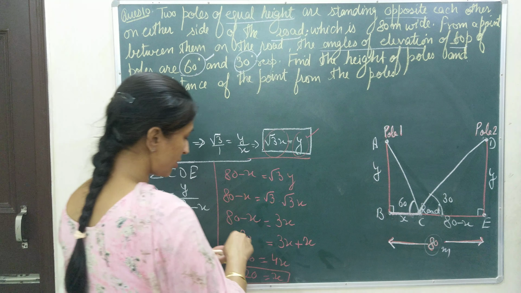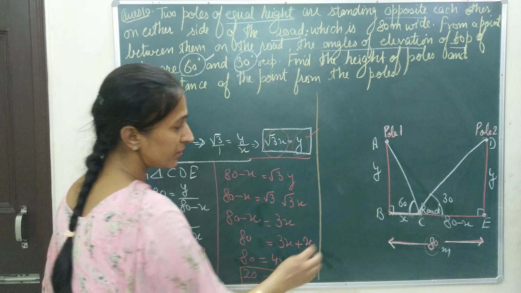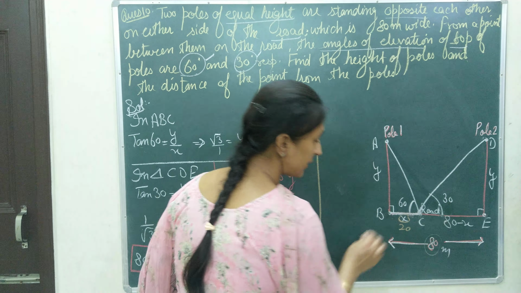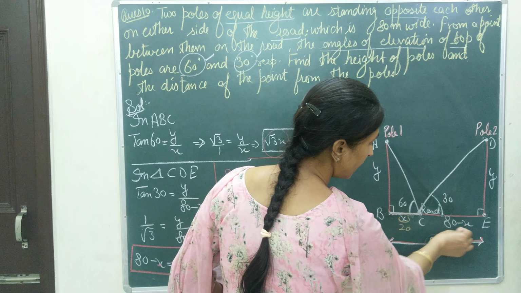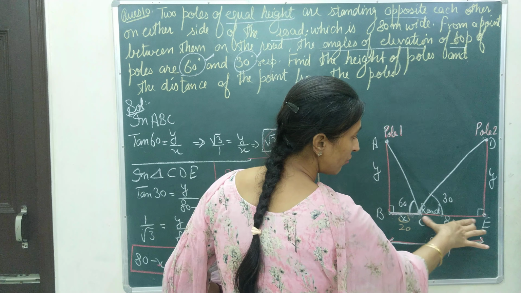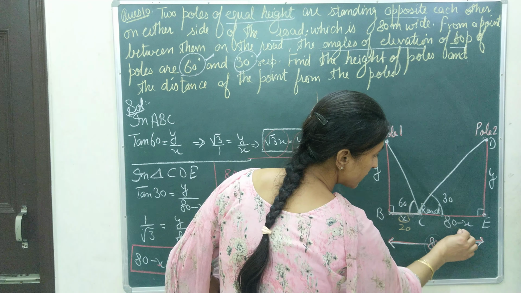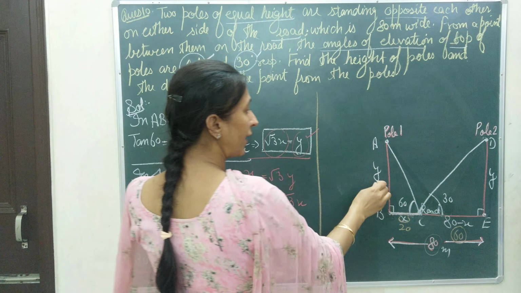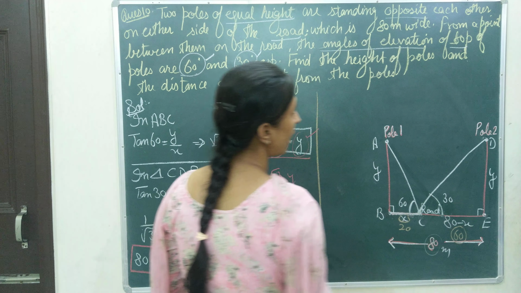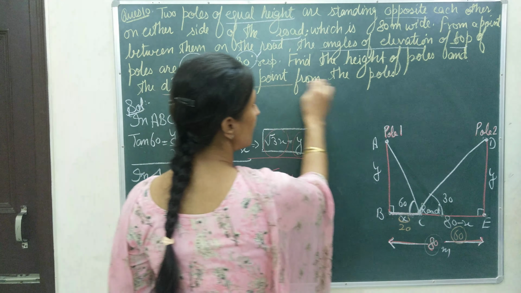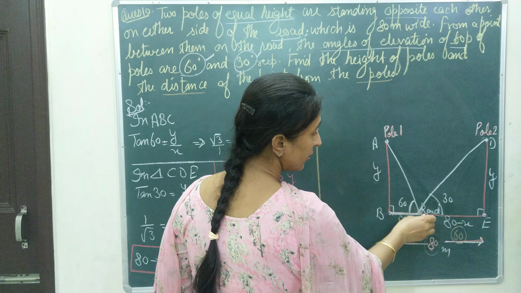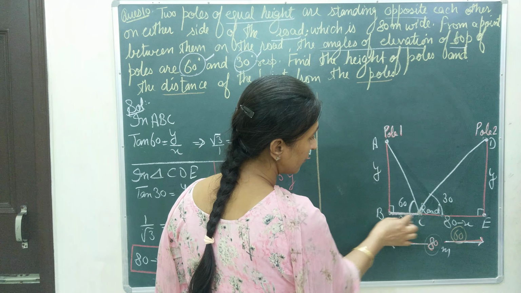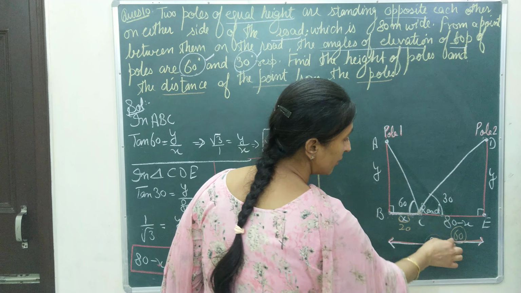Let us check from the figure. Here is x. That means the first gap you have got, that is 20. And the second gap, if this much distance is 20, what will be the second gap? 80 minus x, that will be 60. So in your statement they were asking to find the height of poles. You need to find the value of y and the distance of the point from the poles. From the first pole the gap is 20 and from the second pole it is 60.